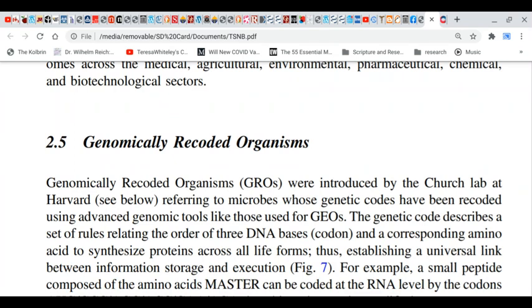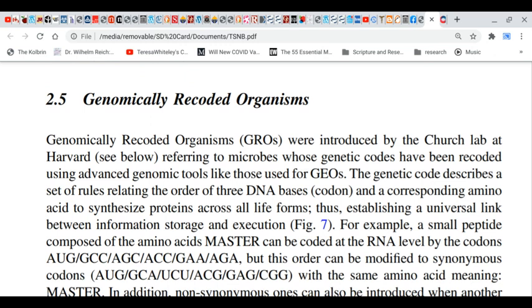Genomically recoded organisms, or GROs, were introduced by the Church Lab at Harvard, referring to microbes whose genetic codes have been recoded using advanced genomic tools like those used for the GEOs. The genetic code describes a set of rules relating the order of three DNA bases, a codon, to a corresponding amino acid to synthesize proteins across all life forms, thus establishing a universal link between information storage and execution.